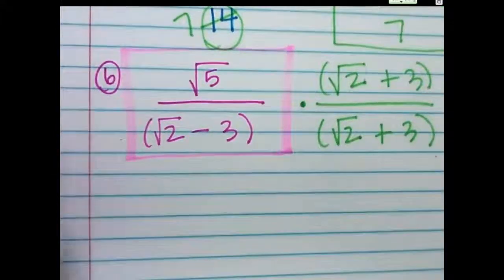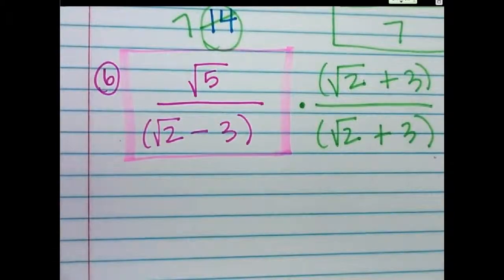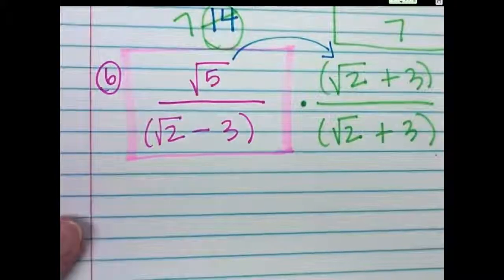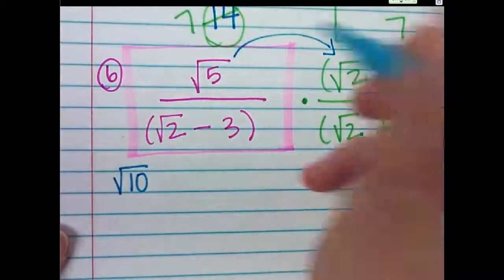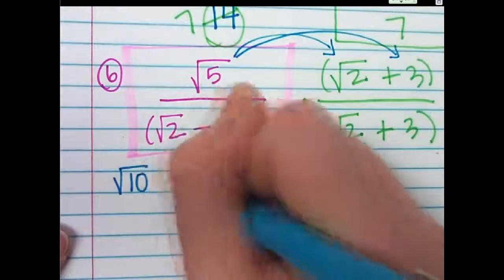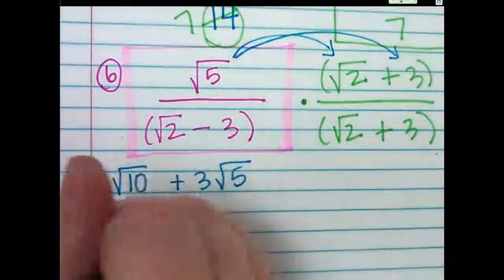So on the top, what do I do? Distribute. Good. So square root 5 times square root 2 is what? Good. Square root 10. And then I have square root 5 times 3. Perfect. Over.